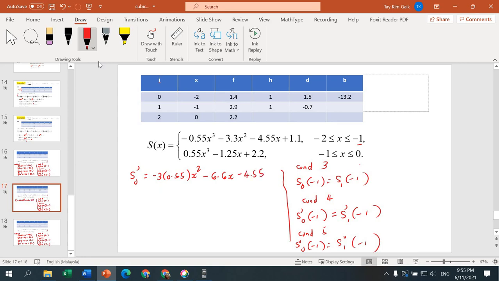Okay, so now I'm finding the second derivative. Differentiate one more time, so negative 6 times 0.55x minus 6.6. And then for S1 prime, we got 3 times 0.55x squared minus 1.25. For the second derivative, we have 6 times 0.55x.